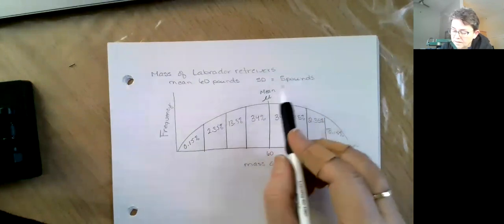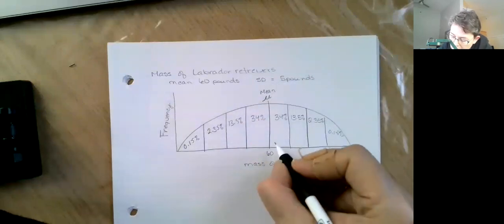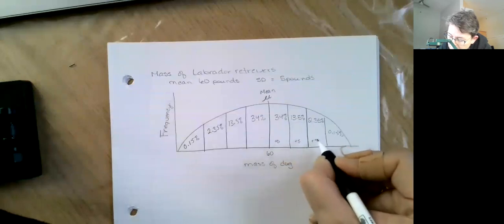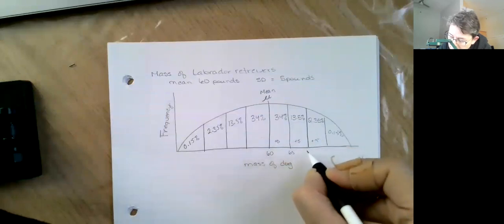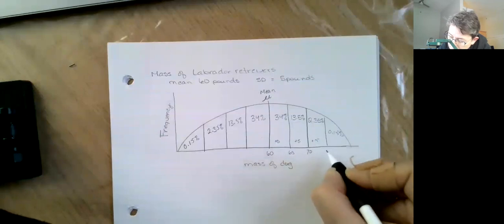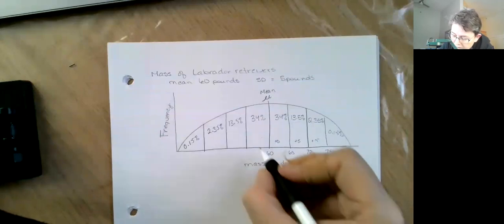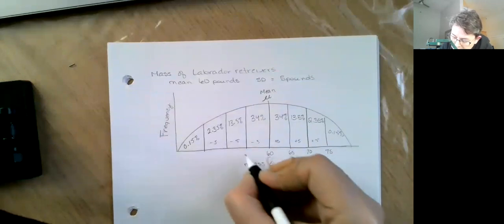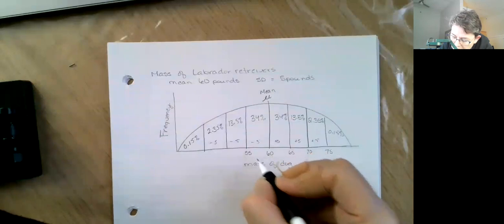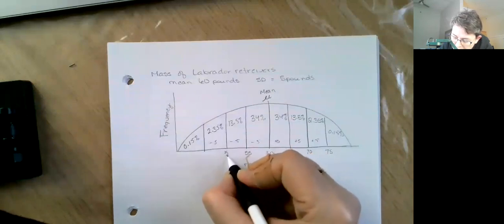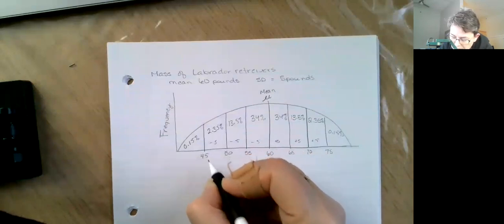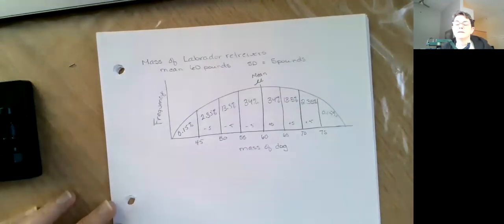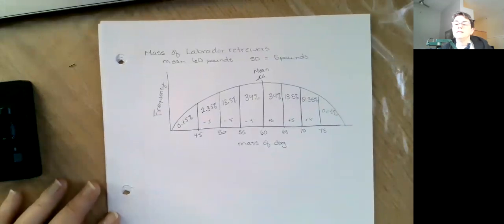And my standard deviation, this is my sigma. So +5, +5, +5. So this is going to be 65 pounds. This is going to be 70 pounds, 75 pounds, and -5, -5, -5. So this is going to be 55 pounds. This is going to be 50 pounds. This is going to be 45 pounds. Okay. So there is our standard deviation on mass.